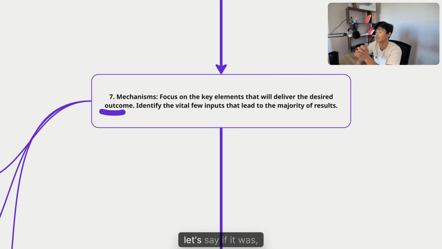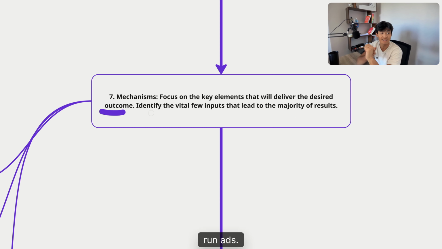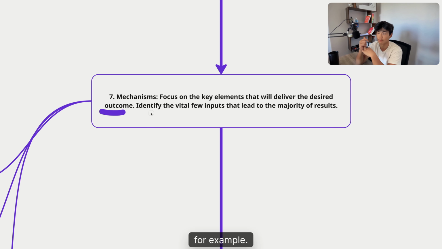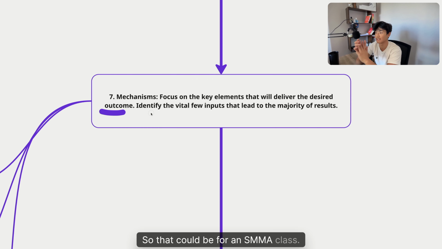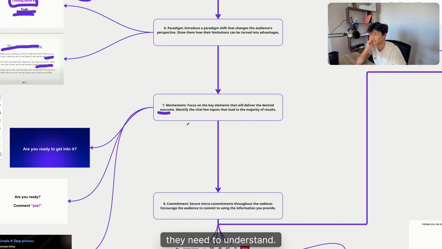So let's say if it was SMMA, the first step is to, I guess, learn a service. So you could teach them slightly how to run ads. Number 2 is outbound, so you tell them some outreach strategies. Number 3 would be actually closing the clients, so you run them through a sales script. And number 4 would be retaining the clients, for example. So that could be for an SMMA class. Just think about 4 most important steps that they need to understand.